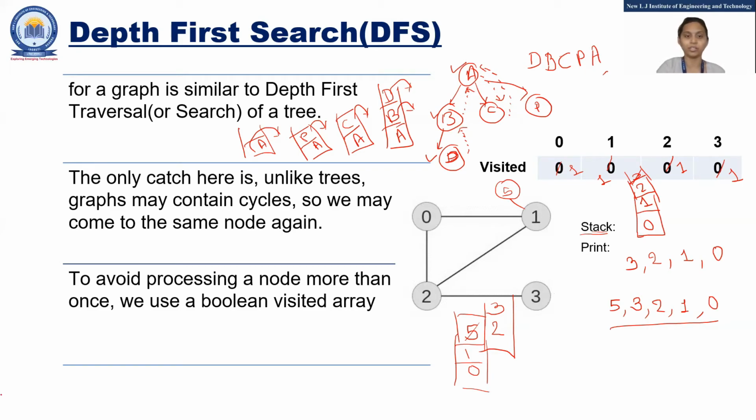If your graph is like this, okay, this is your graph: 0, 1, 2, and 3. And someone says find the depth first search, and your start node is 0. So how many possible ways can you find the depth first search in this graph?